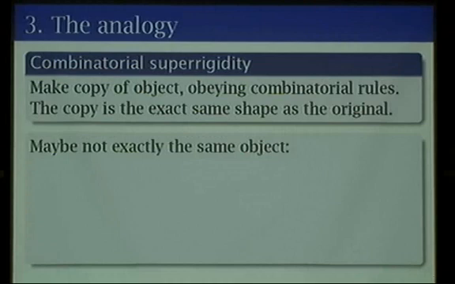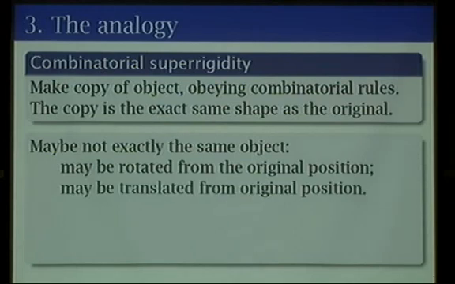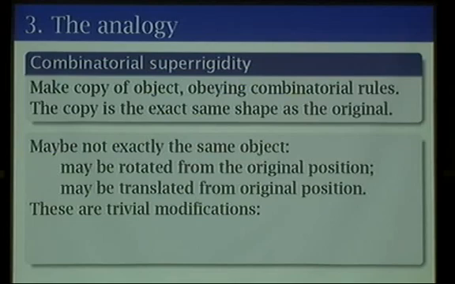The key thing to notice is that when you make the copy of the object, you might not get exactly the same object. You've got a copy that looks like the original, so there's two things that might have happened. Somebody made the original object here. When you copied it, it could be in a different place. It could be rotated, or it could be translated to a new spot. And actually what I left out here is that it could be reflected from what it was originally. So the key thing to notice is that all those operations, rotations, translations, and reflections, are all trivial modifications of the original object.